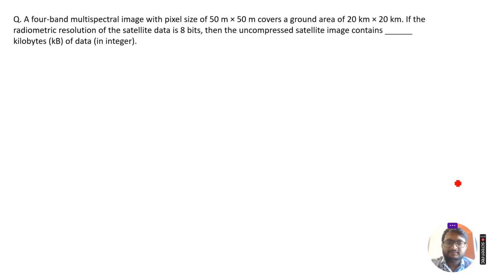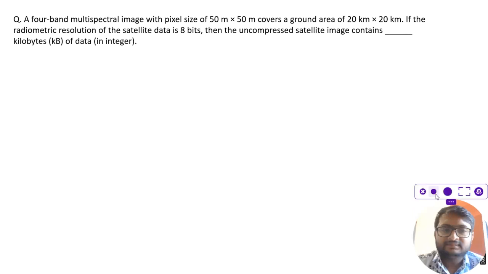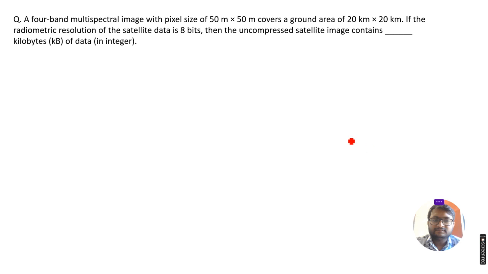The next one is a 4-band multispectral image with a pixel size of 50 by 50 meters, covering a ground area of 20 by 20 kilometers. If the radiometric resolution of the satellite data is 8 bit, then how many kilobytes does the uncompressed satellite image contain?